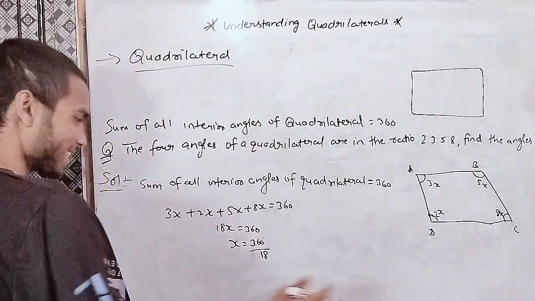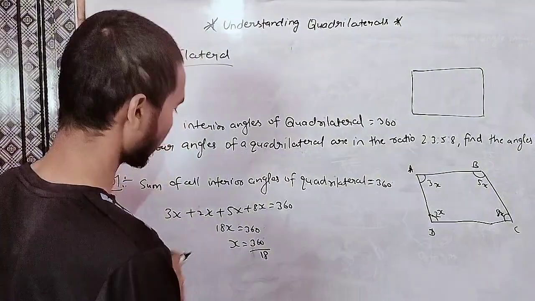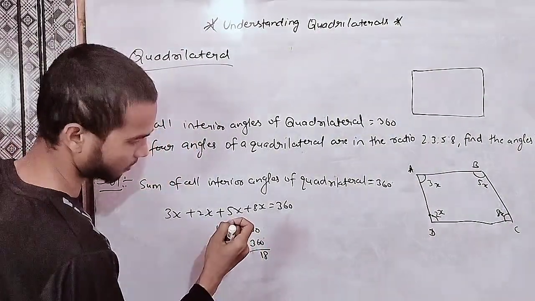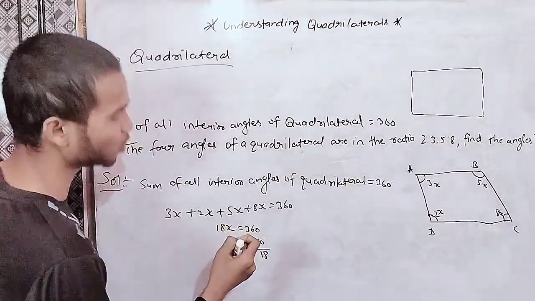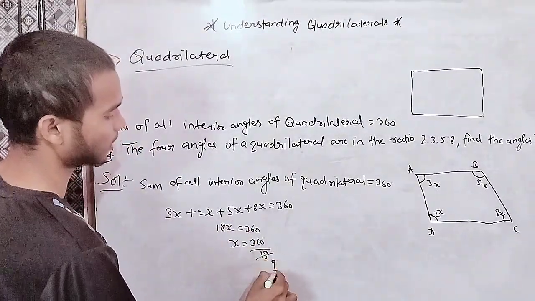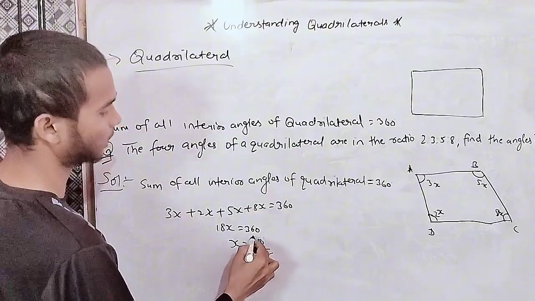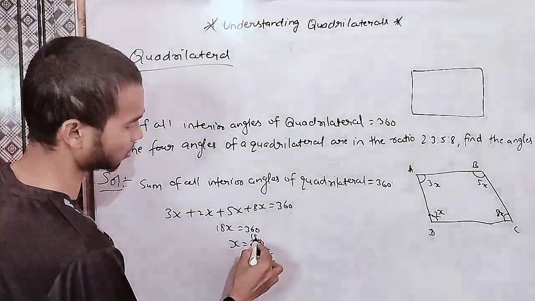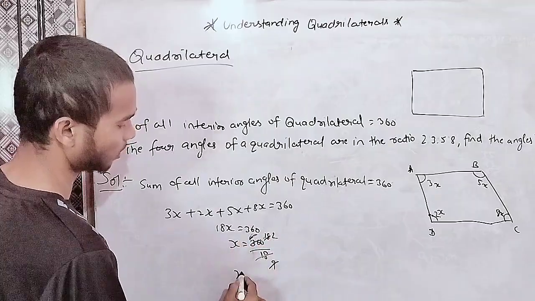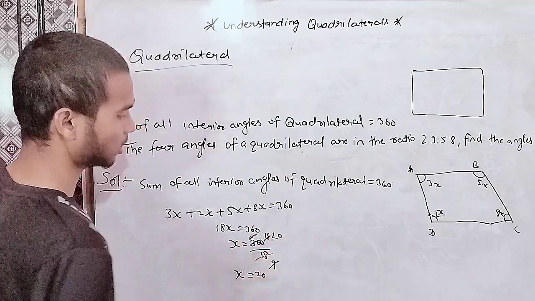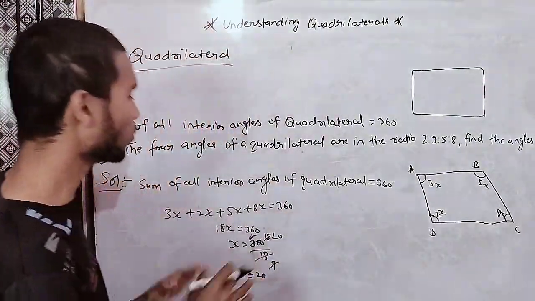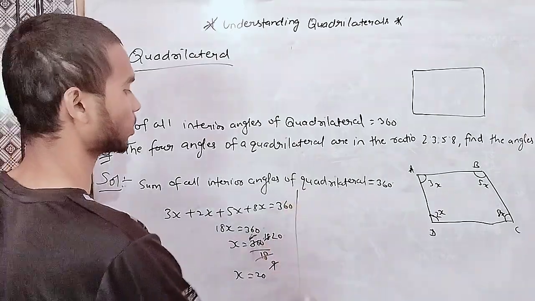So let's cut it with 18. 18 twos are 36, 9 twos are 18. We have x which is 20 degrees. So the value of x is 20 degrees.